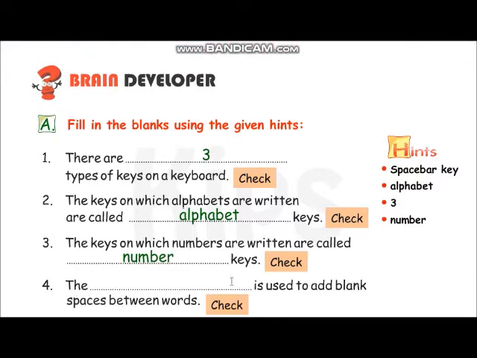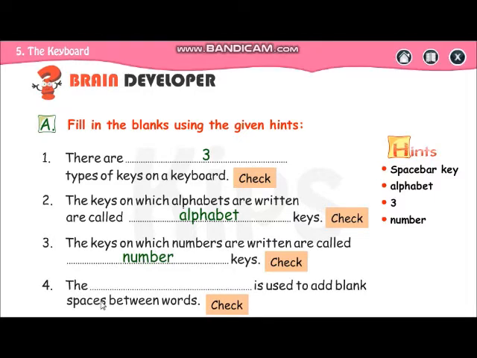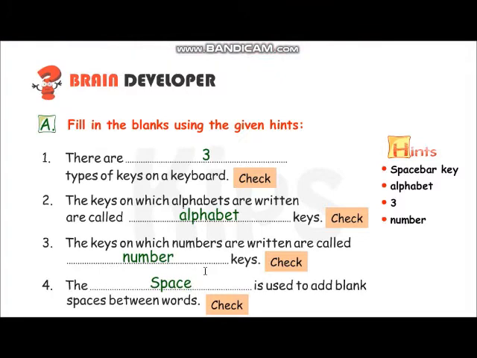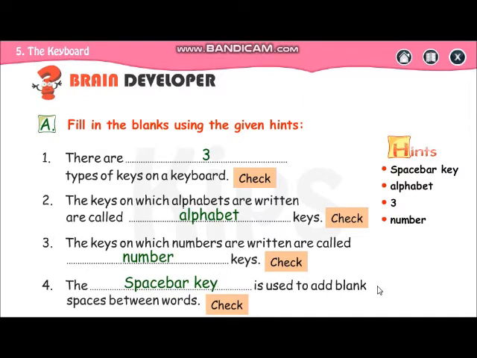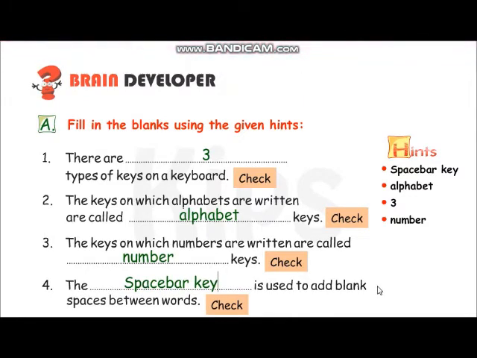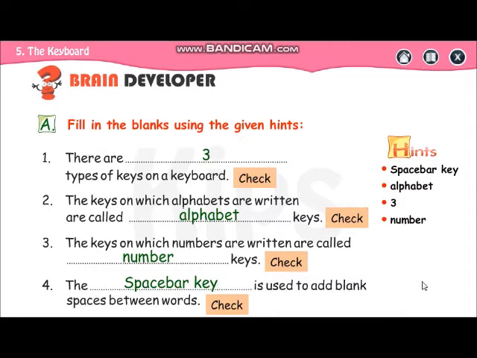Number key. The dash is used to add blank space. Blank space means here, जैसे add के बाद यहाँ देखो एक blank space है, फिर blank spaces between the words. So what is there to add blank spaces? Space bar key. So now pause the video, write down the answer in your book and then again play the video. Okay. So write down this in good handwriting. I am moving on to the next one.